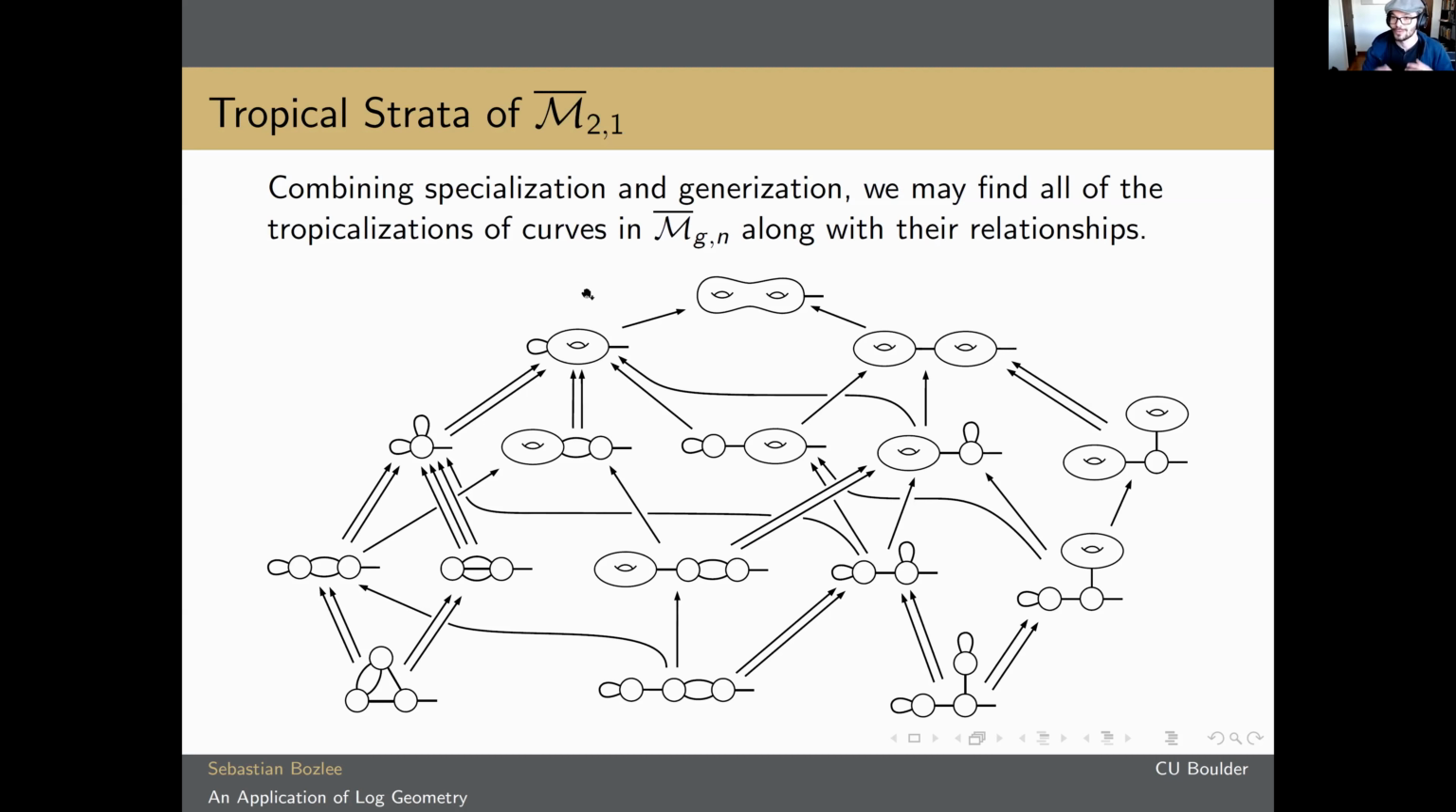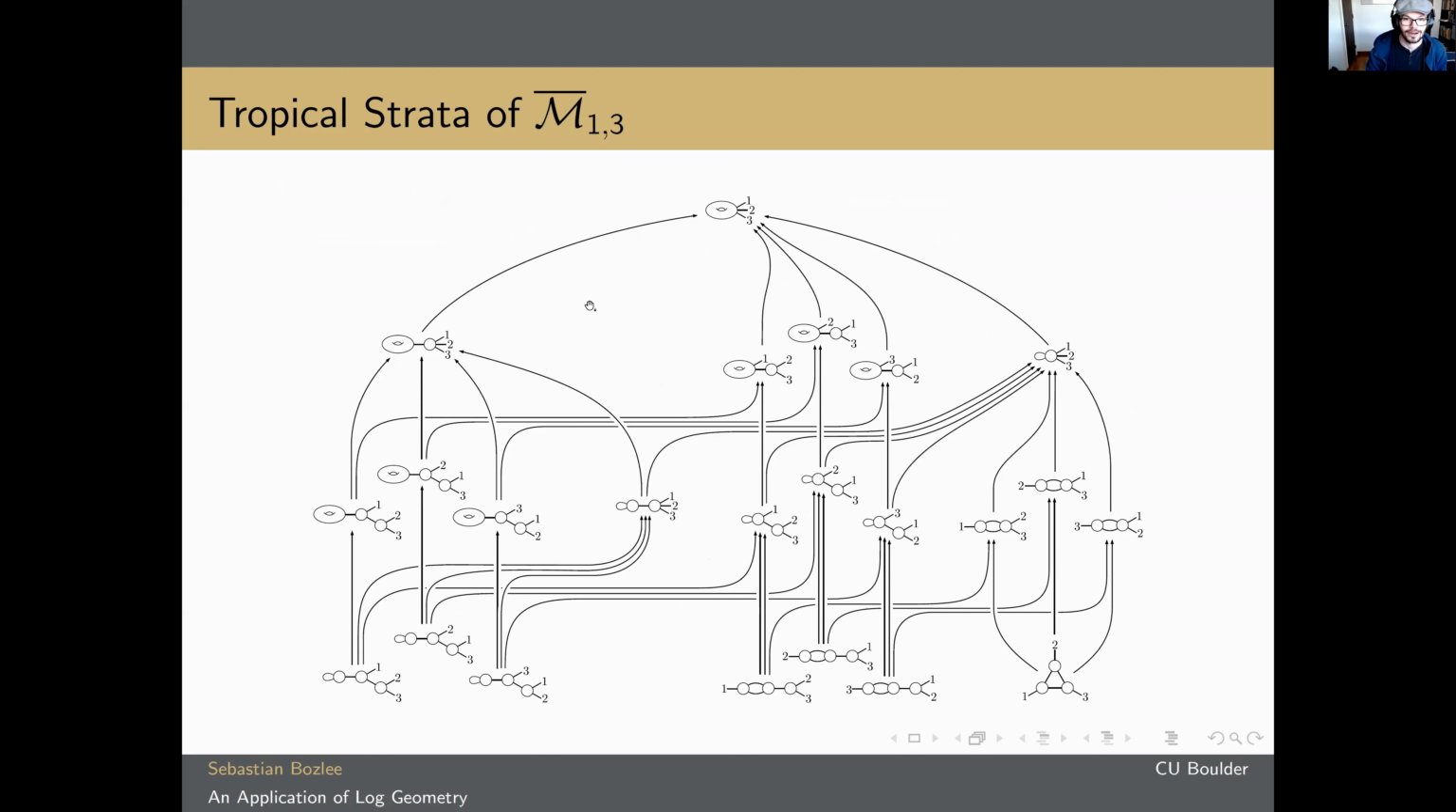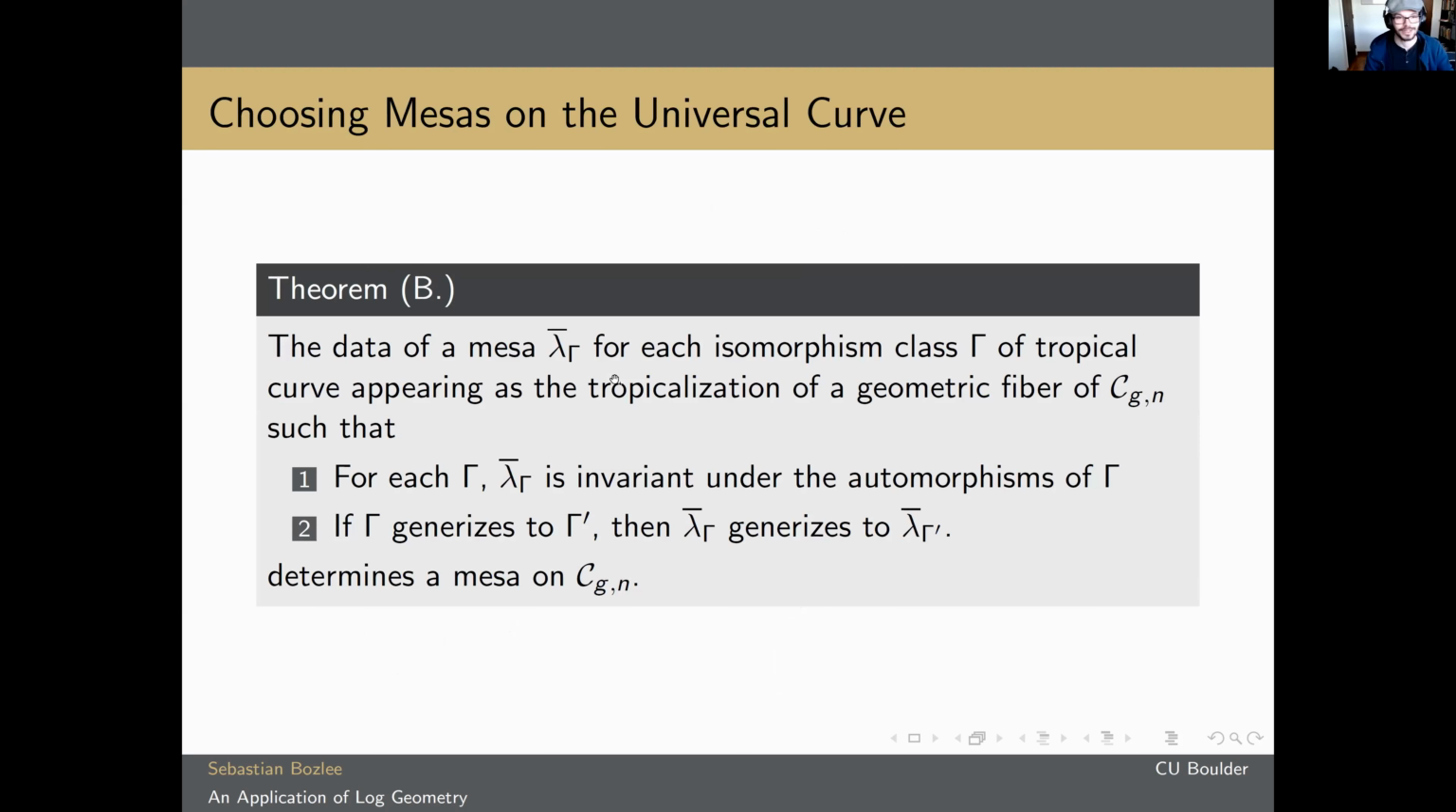Okay, we end up with a sort of combinatorial picture, a finite amount of stuff, a finite amount of generalization maps. And to define a mesa, it is enough to define a mesa for each of these tropicalizations in a consistent way. So that's the next statement. Or here's one more picture. This is M13. I think it looks really cool. Okay, so here's the theorem about defining a mesa.